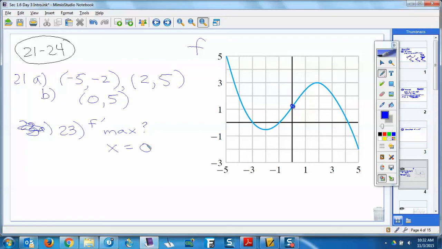And then it says estimate this value of F prime. So now they're asking for F prime of 0, and they're asking for an estimate of that. So what do we need to do to get that?